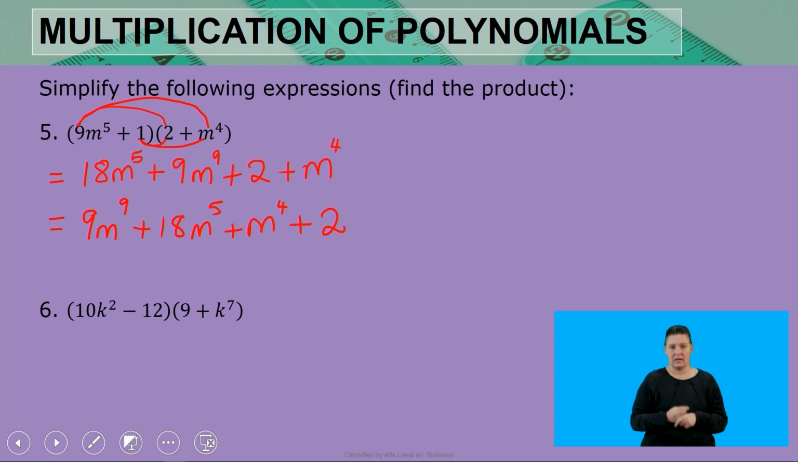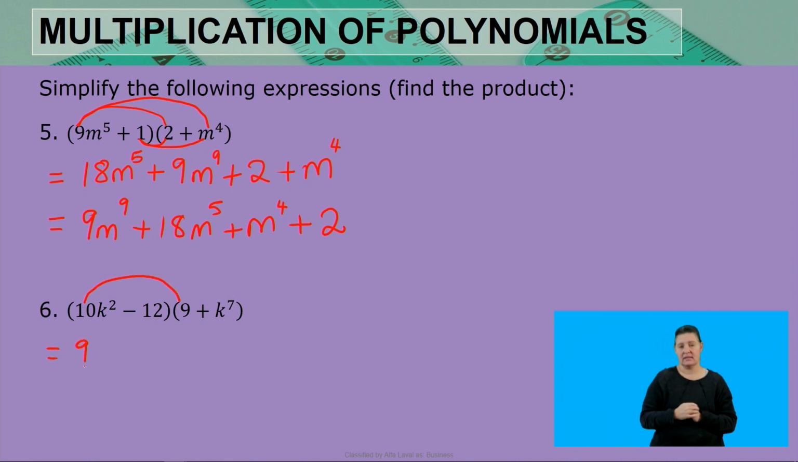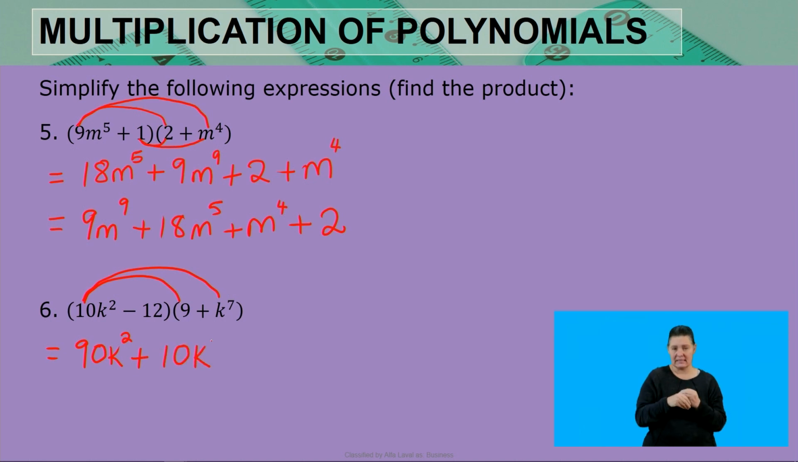Our next one there, again, two binomials. Let's multiply. 10 multiplied by 9, that is 90. And because the 9 doesn't have any variables, we are going to keep those variables as they are. Then we have 10k squared multiplied by k exponent 7. We add the exponents. That is 10k exponent 9.